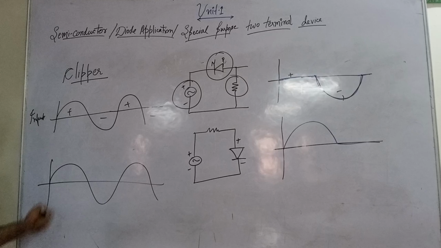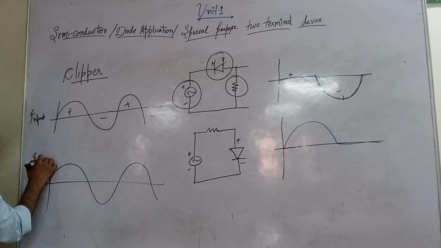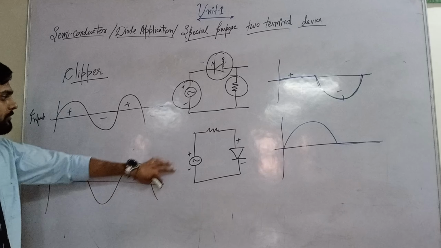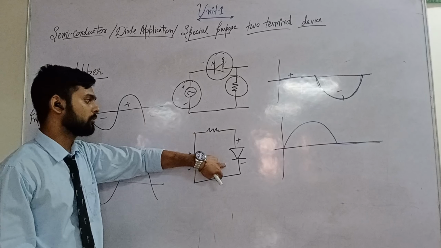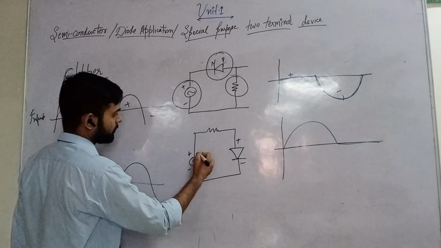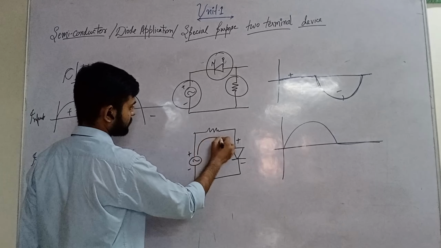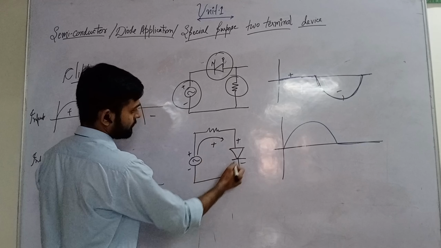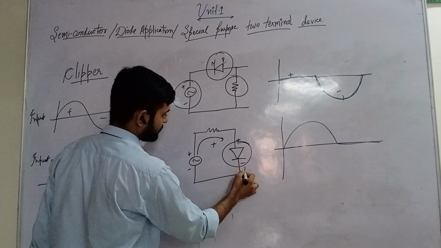Let's take another example. This sine wave is the input. Positive, negative, load, diode. If positive is going there, they work as forward bias.